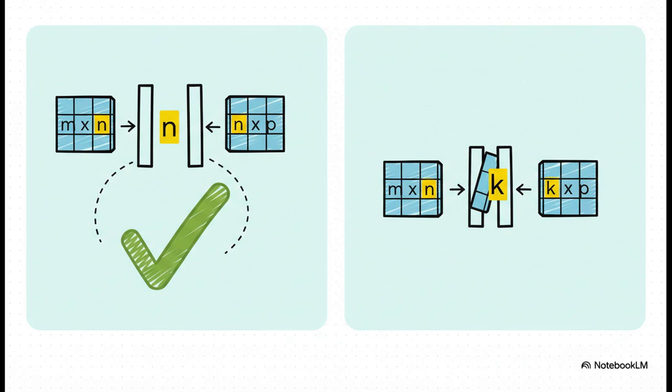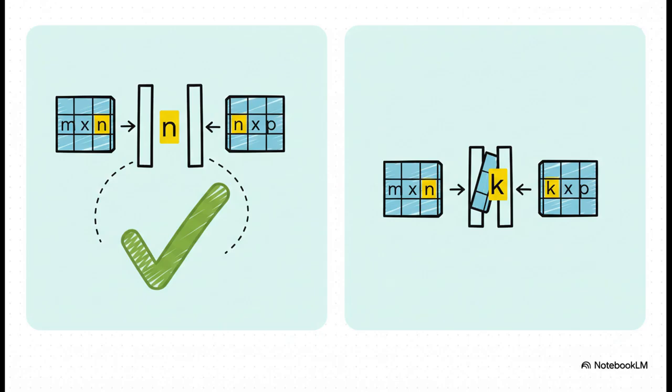To see if we can multiply A times B, we look at the 2 inner dimensions, the n from A and the n from B. See how they match? That means the multiplication is valid. Think of it like a lock and a key. They have to fit.